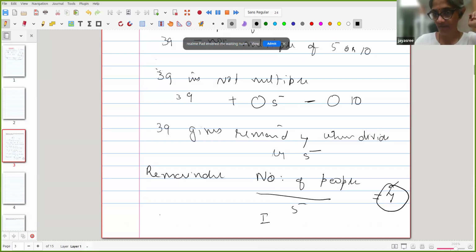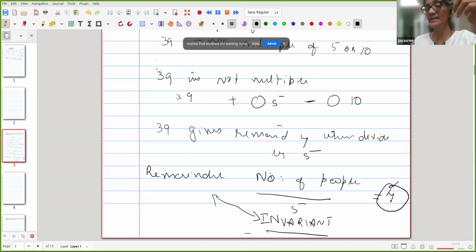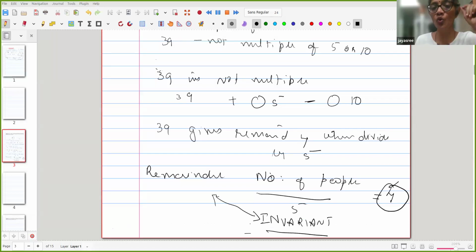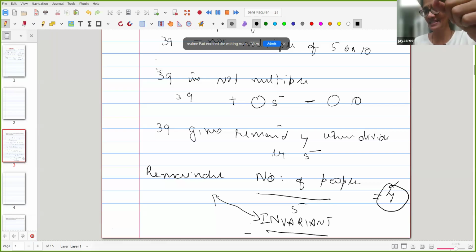Is that clear? Where the invariant comes from? What the invariant is here? The invariant is the remainder that the number of people leaves. The invariant is the remainder when the number of people in the room is divided by 5. Yeah, that remains the same. So oftentimes looking for what remains the same when something else changes will be a good problem solving strategy.